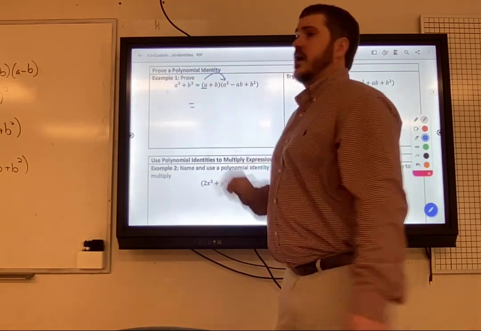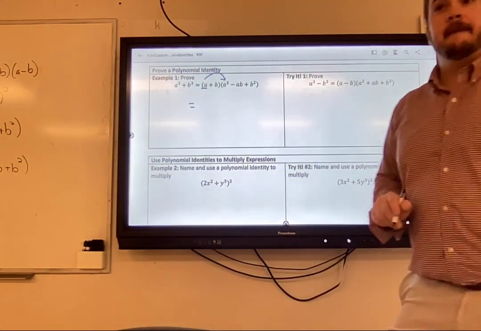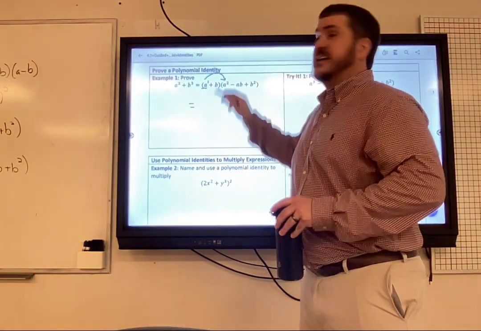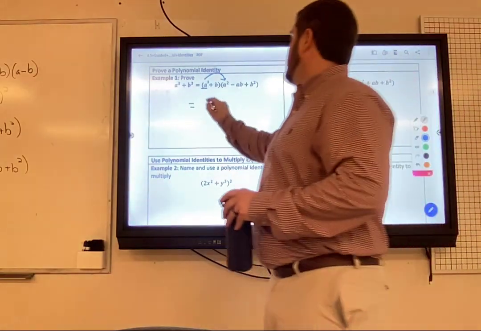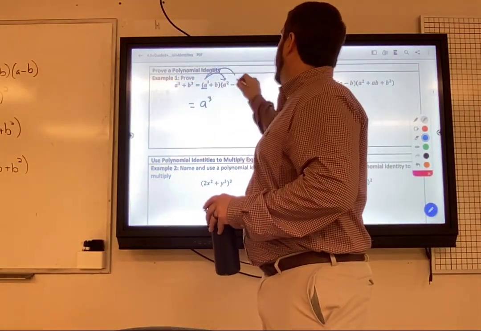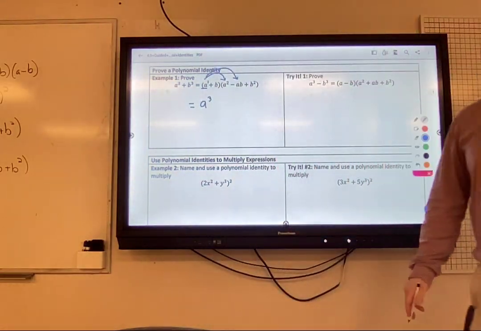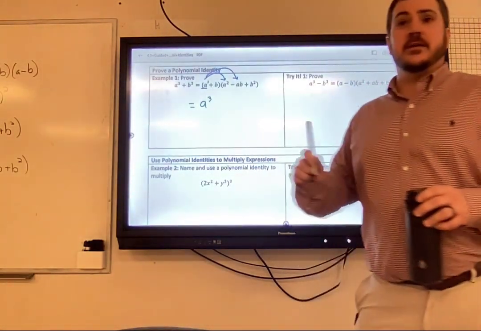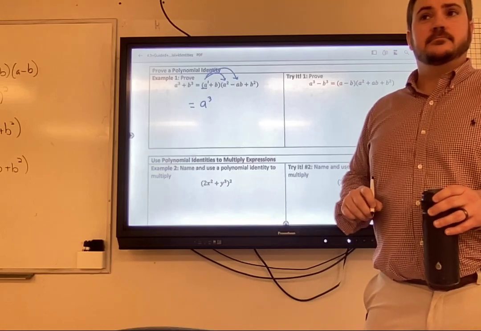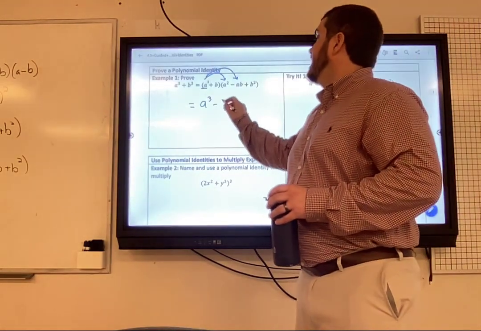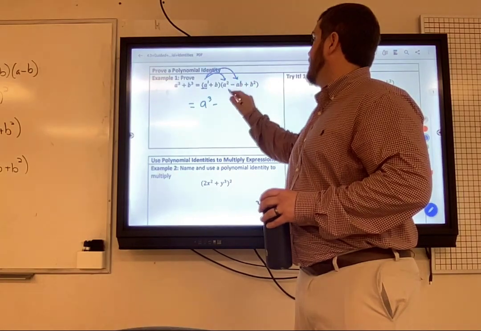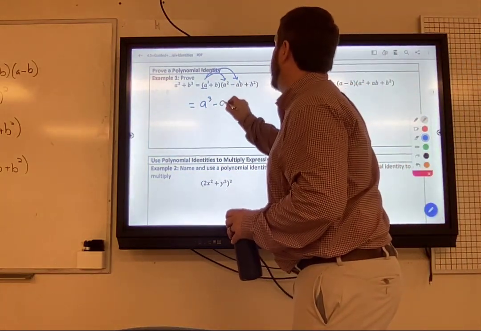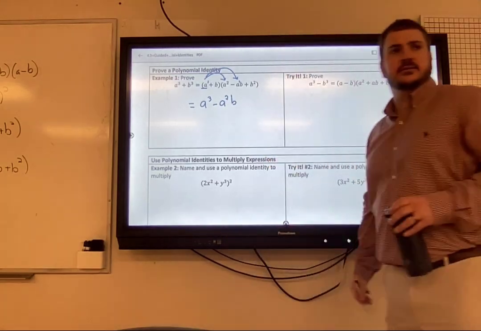What's A times A squared? If I multiply A to the first power times A to the second power, A cubed. What about A times negative AB? Positive A times negative AB, negative, and you got A to the first times A to the first. I didn't mean to write over to B there. So that's going to be negative A squared B.